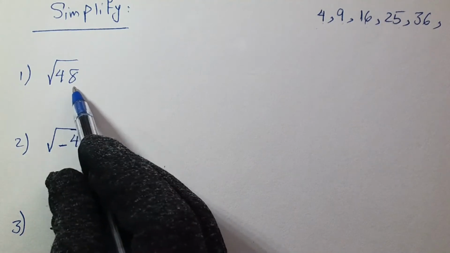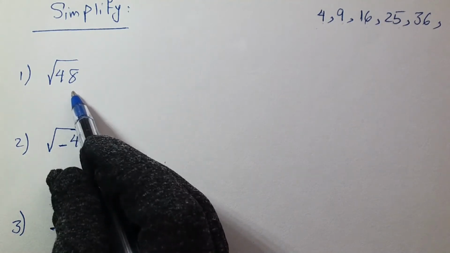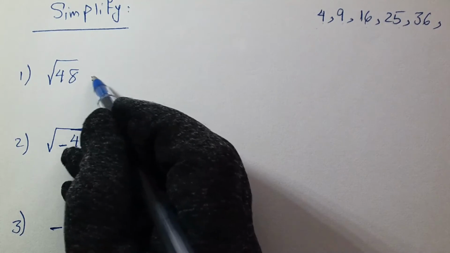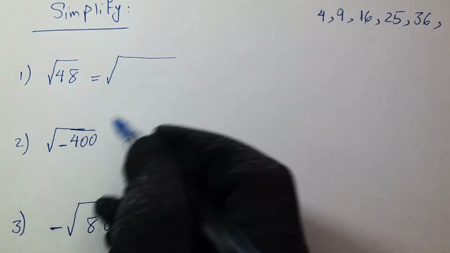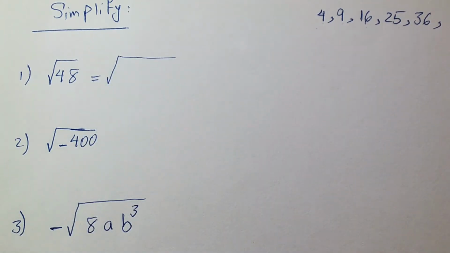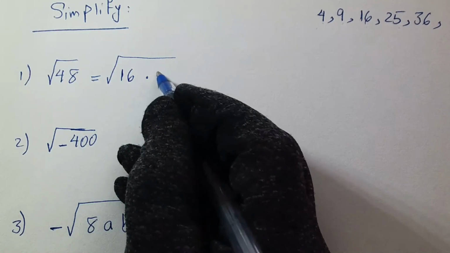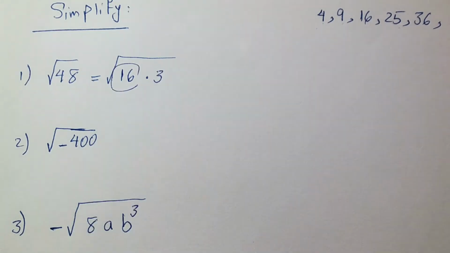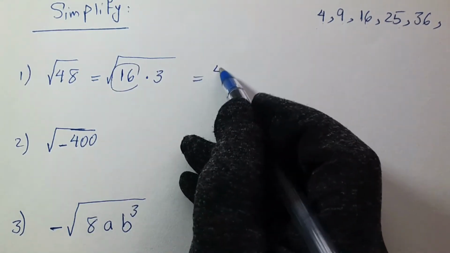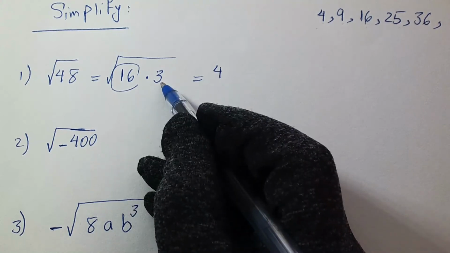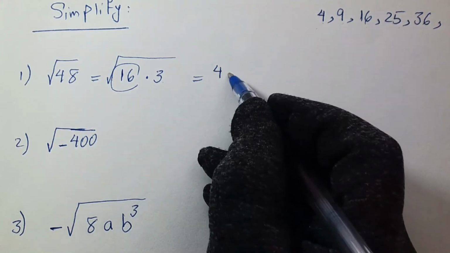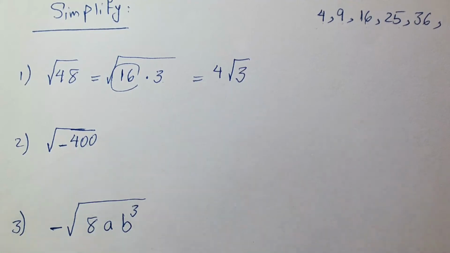But 48 here is not a perfect square number. So we rewrite 48 as a multiplication of a perfect square number and another number. I know 48 is 16 times 3. Now, the square root of 16 is 4, but 3 cannot come out from the radical, so it is still going to stay under the radical.